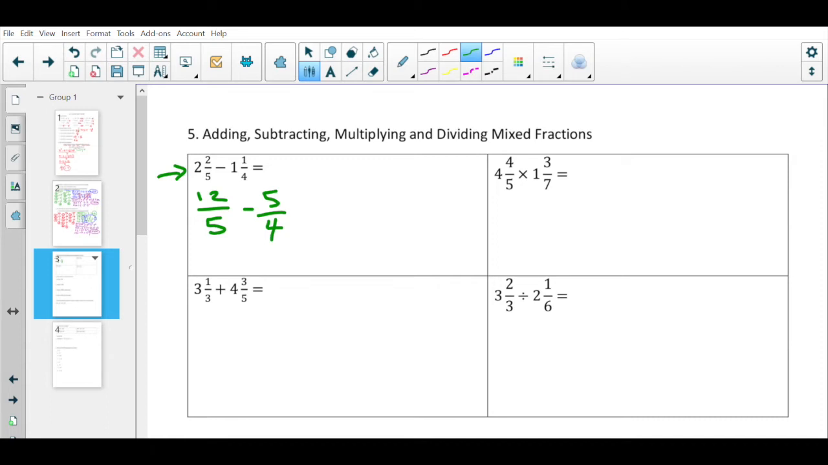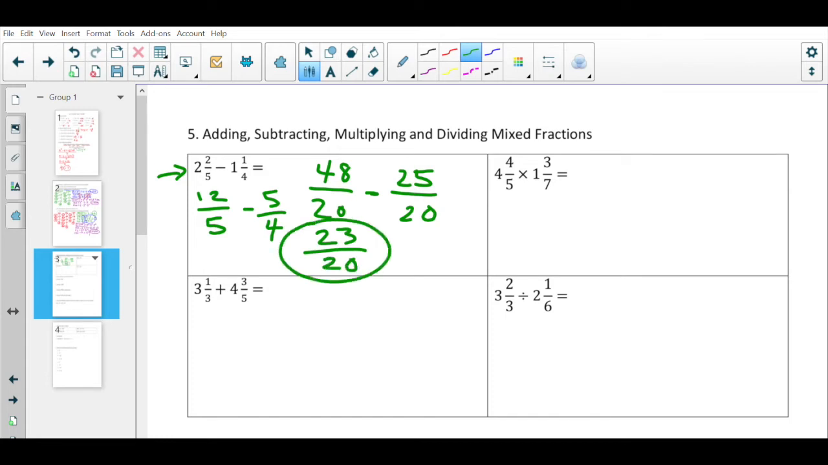So the common denominator I'll select is 20. So 5 goes into 20 4 times, so we need to multiply the numerator by 4, so that's 48 twentieths, minus, so the second one, 4 goes into 20 5 times, so that's 25. So we have 48 twentieths minus 25 twentieths, and that is 23 twentieths. And there's your answer. Okay?